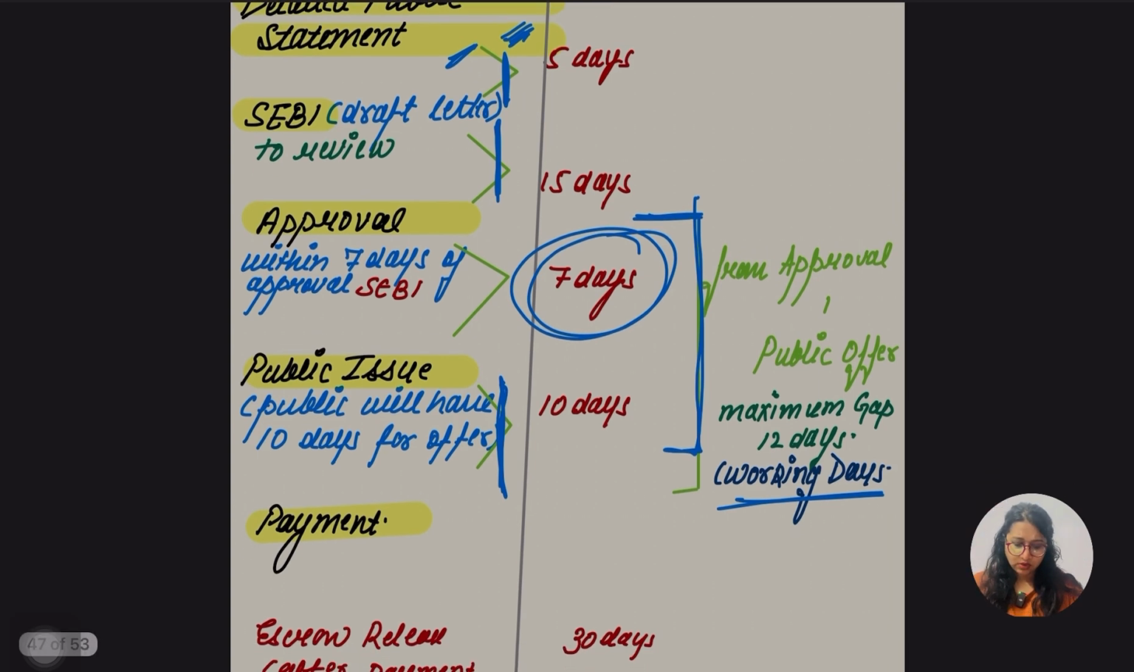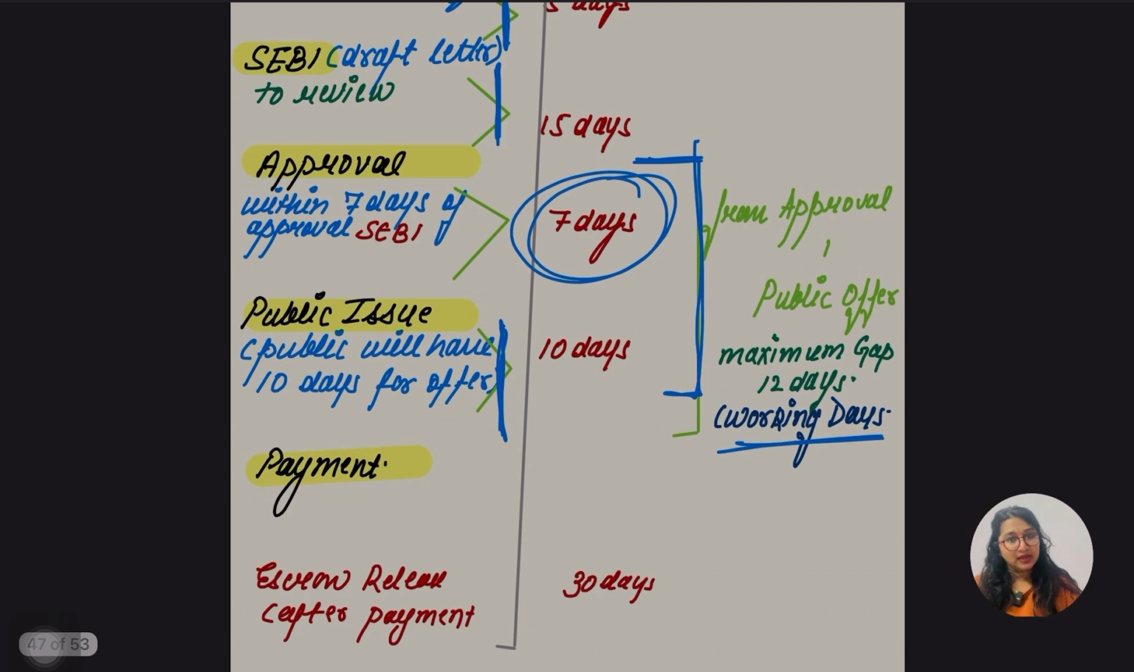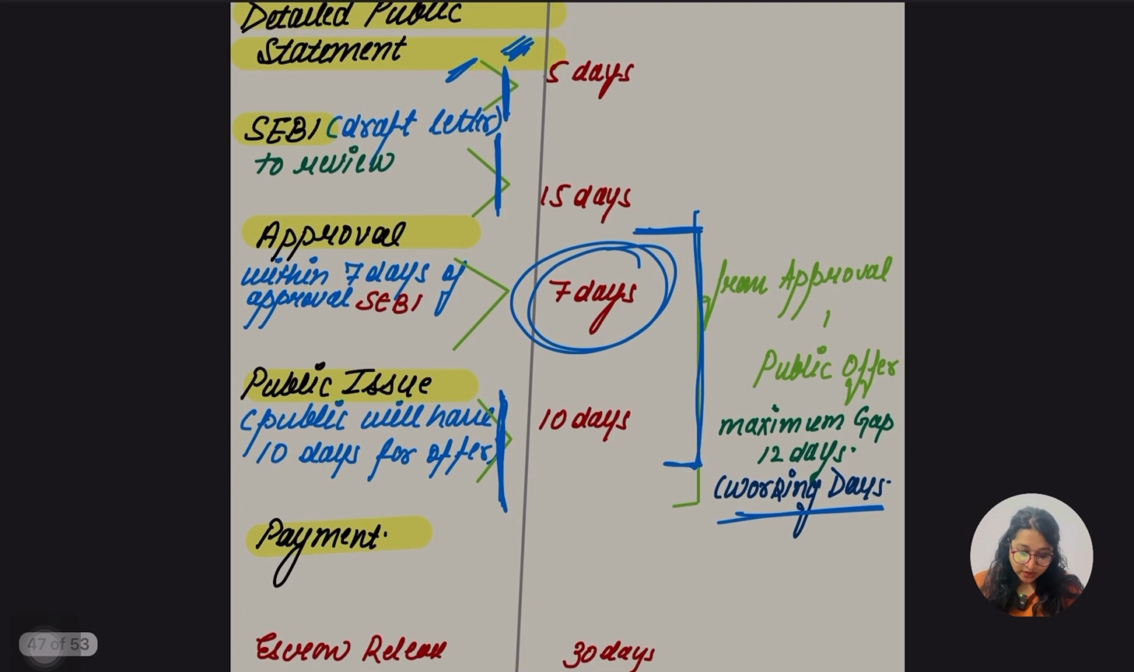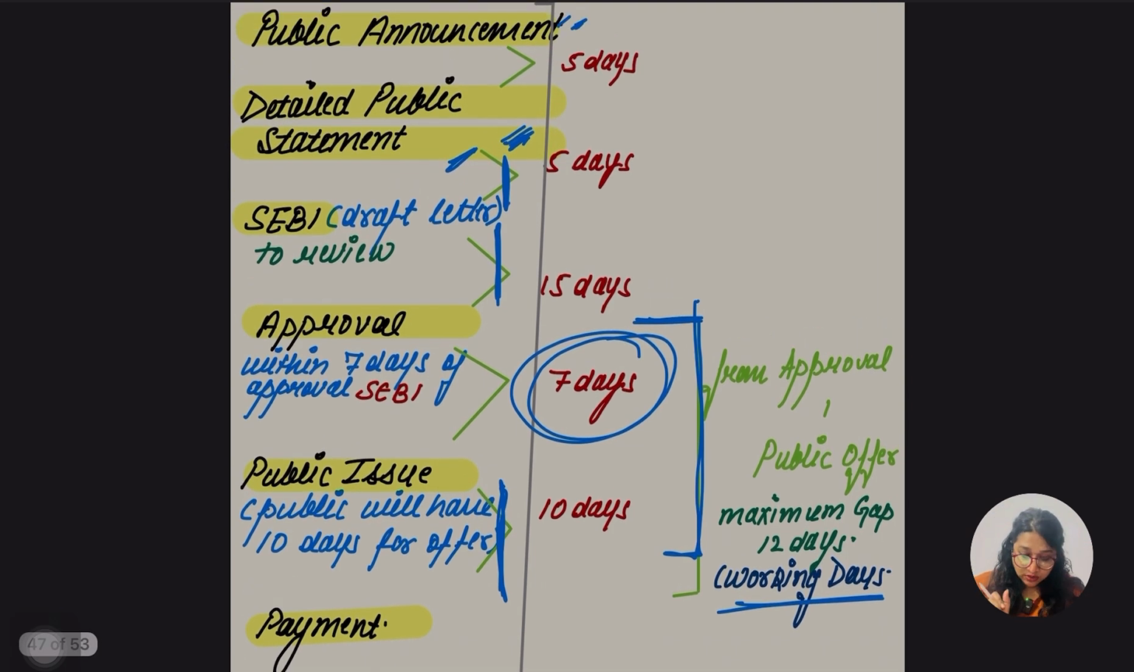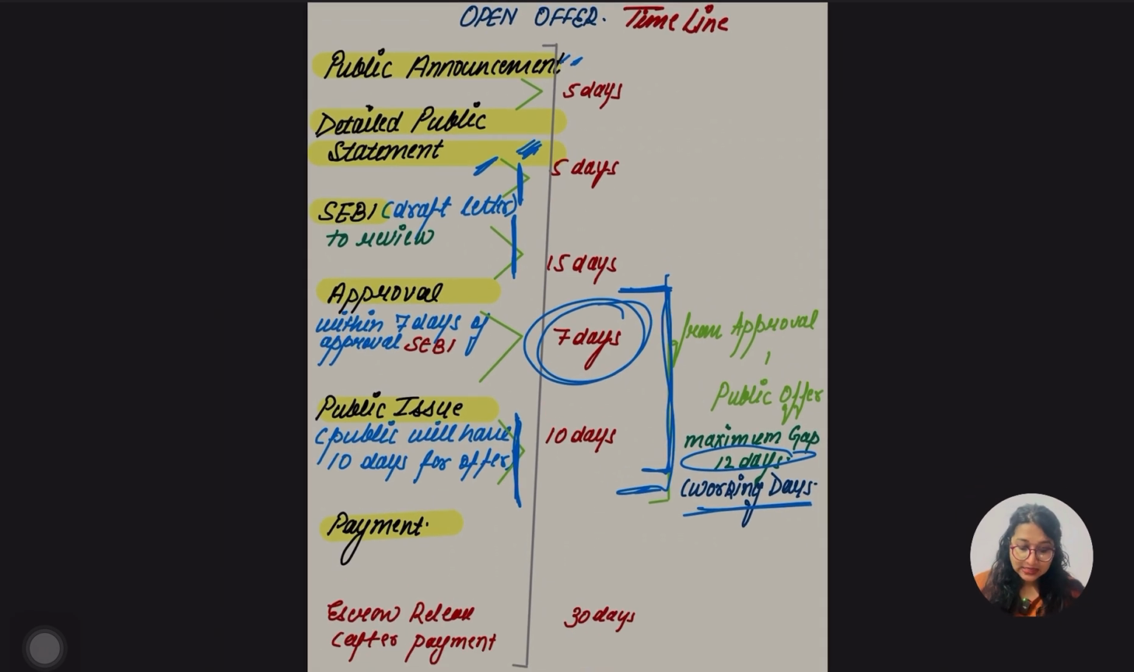Within 7 days of the approval of SEBI. Hope everything up to here was clear. Then what is the next step? The public issue, the public offer, is to be done. Then the last payment is to be done. One more thing I told you: from the approval day to the public offer day, the maximum gap is 12 days. It cannot exceed these 12 days. Hope it was clear up to this. So let's go further.